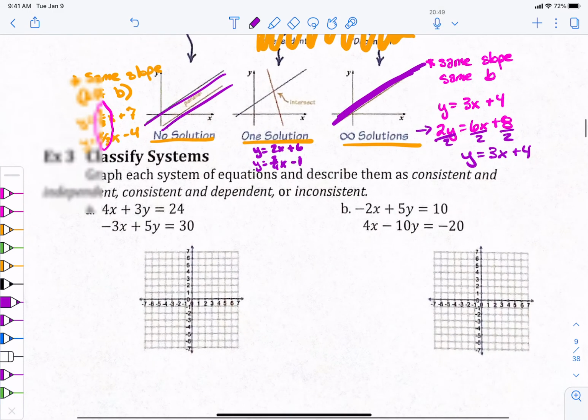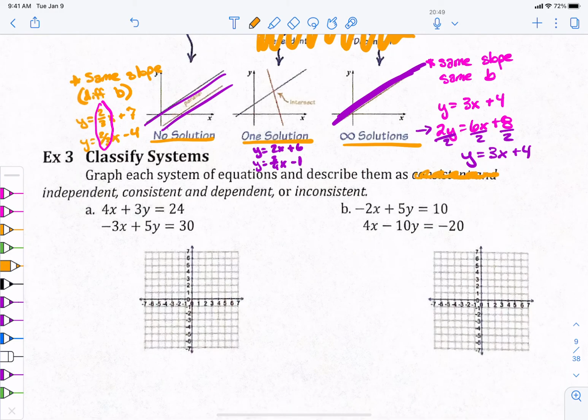All right. Graph each system of equations. Describe them as, we're not going to worry about consistent, independent, dependent, whatever. We're just going to say how many solutions. Number of solutions. That's what I'm concerned with. Okay? Good? All right, first things first.